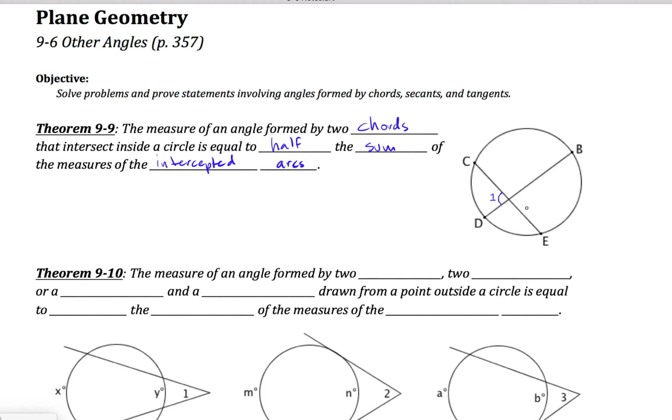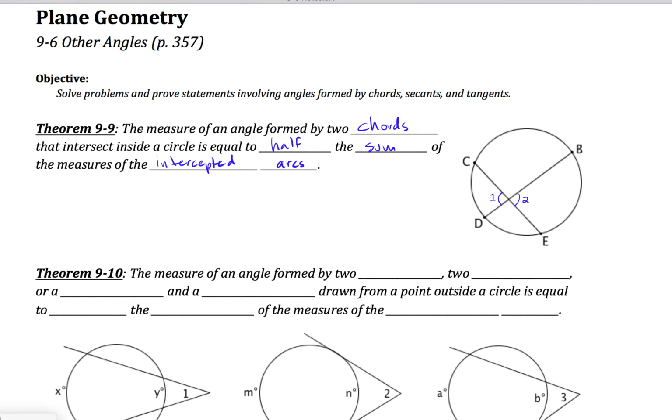According to theorem 9-9, angle 1 would have a measure that is equal to half the sum, and remember sum is what you get when you add two things up or add a number of things together. So it's half the sum of the measures of the intercepted arcs. Well, what do we mean by intercepted arcs? Angle 1 right here intercepts arc CD. Its vertical angle, which would be over here if we wanted to call that angle 2, we know that these vertical angles will be congruent, and angle 2 intercepts arc BE.